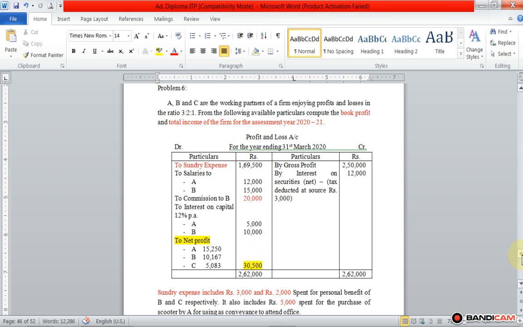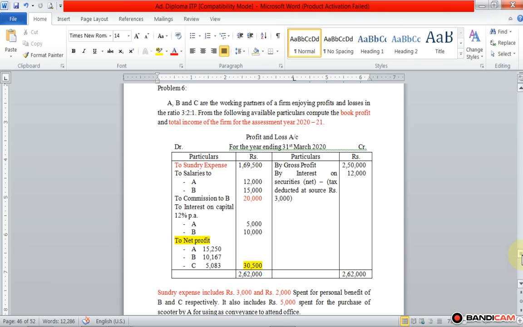शेअरिंग प्रॉफिट शेअरिंग रेशो त्यांचा 3:1 आहे, आणि आपल्याला शोधायचा आहे बुक प्रॉफिट आणि टोटल टॅक्सेबल इन्कम, असेसमेंट इयर 2020-21चा. प्रॉफिट अँड लॉस अकाउंट दिले, डेबिट साईड क्रेडिट साईड. डेबिट साईड सन्ड्री एक्सपेन्सेस झालेले आहेत 1,69,500च्या. सॅलरी दिली जाते ए आणि बीला 12,000 आणि 15,000. कमिशन बीला दिले जाते 20,000. इंटरेस्ट दिले जाते ए आणि बीला 12%, किती आहे 5,000 आणि 10,000.